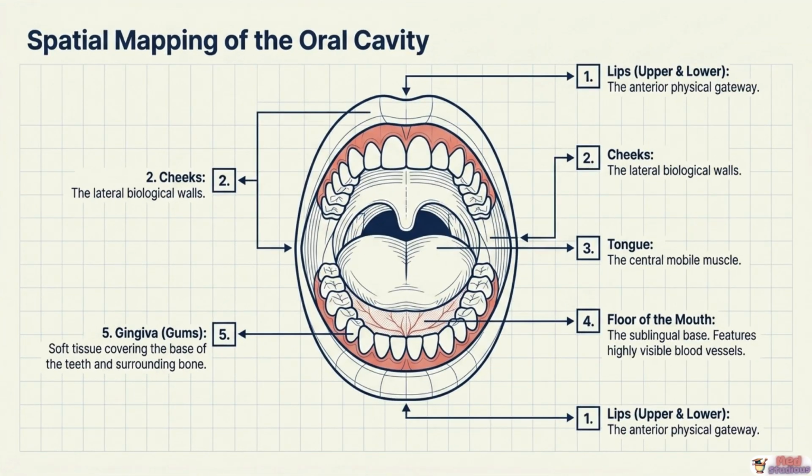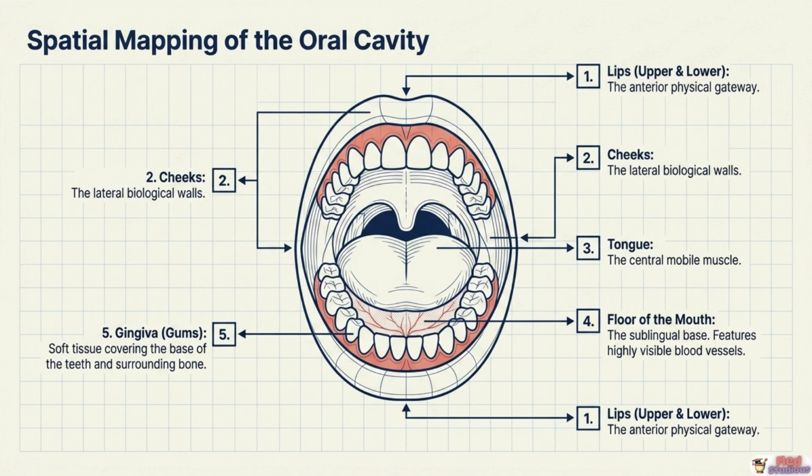Before the teeth, let's map the room they live in, the oral cavity itself. 5 structures define this space. First, the lips, upper and lower, forming the anterior gateway where the mouth meets the outside world. Second, the cheeks, acting as the lateral walls that keep food within the chewing field. Third, the tongue, the central mobile muscle that manipulates food, aids swallowing, and is essential for speech articulation.